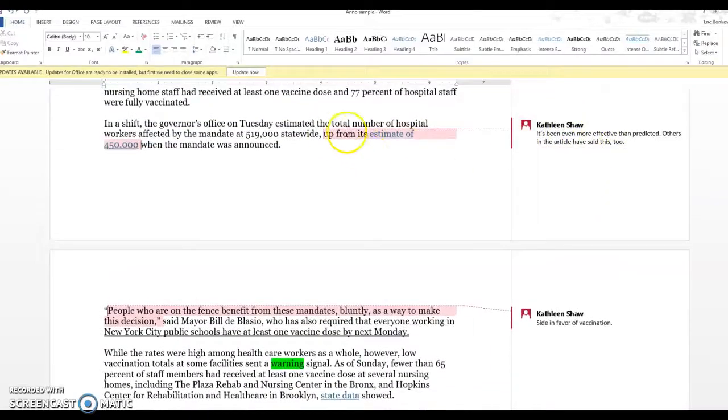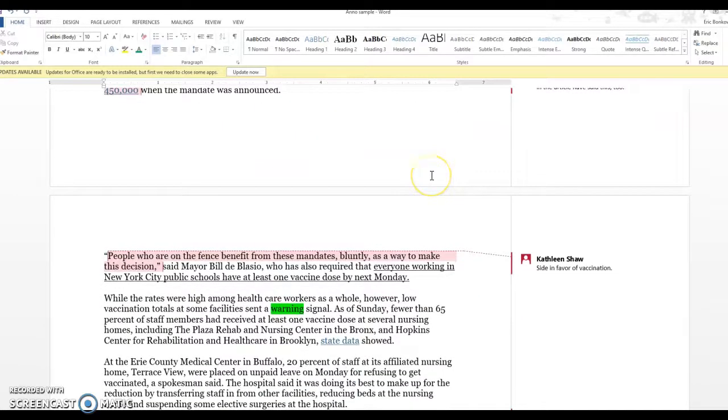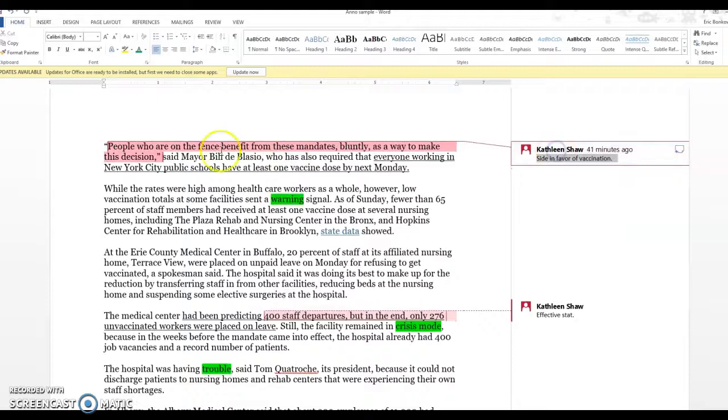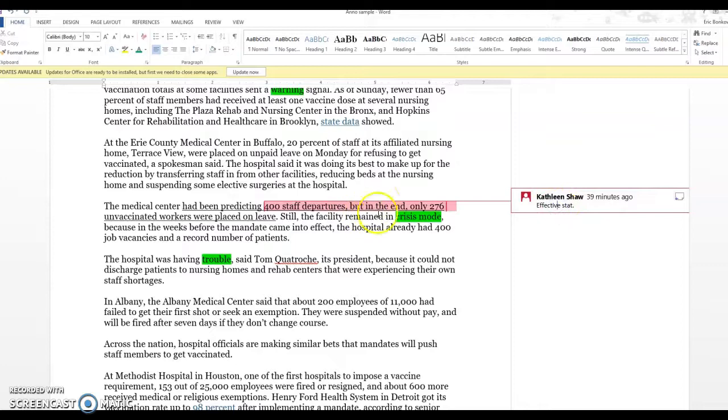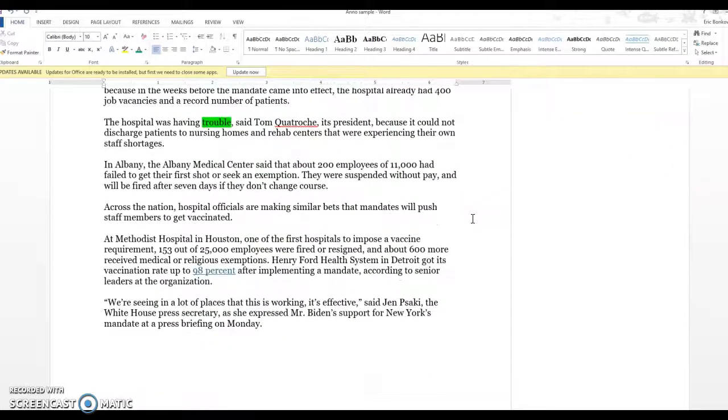I'm making a connection here because it says that they actually were higher than their estimated number, and somebody else in the article says that they were surprised how much above their numbers they went as well. So I'm making connections with other parts of the article. I'm identifying that this quote is from somebody who's in favor of vaccination. This I'm pointing out as a really effective stat: they predicted 400 staff departures, but in the end, only 276 unvaccinated workers were placed on leave. So again, expectations are actually coming out higher than expected. More people seem to be getting the vaccine than people were thinking, which I made a connection.